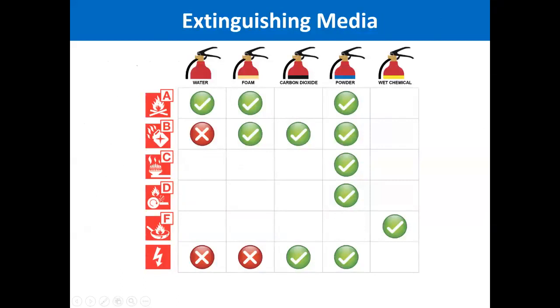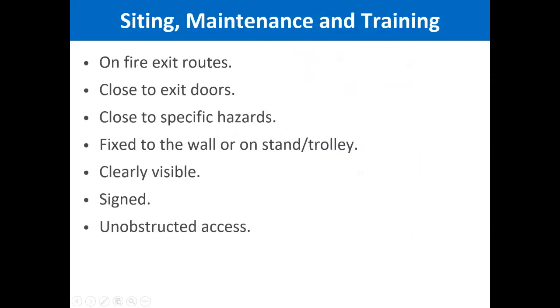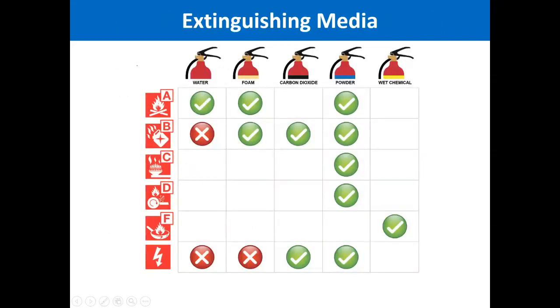So here are the types of fire and which fire extinguishers we can use on the various types of fire. Not important for your exam, but you can still read through it. Class A fires, you can use water, foam, and powder. Class B fires, you should never use water, but you can use foam, carbon dioxide, and powder. Class C fires, fires in gases, you can use only dry powder. Class D fires are metallic fires, again, you can use only dry powder.